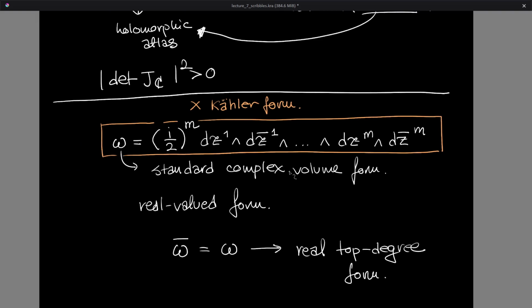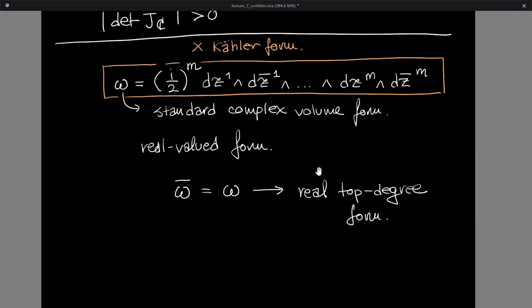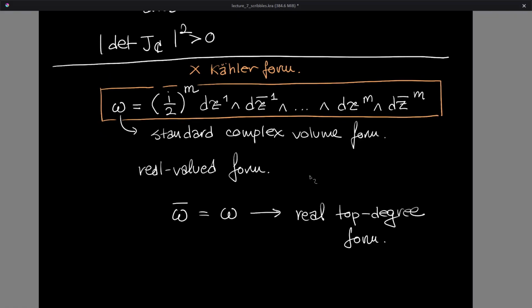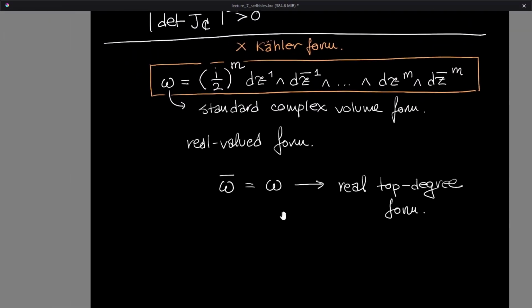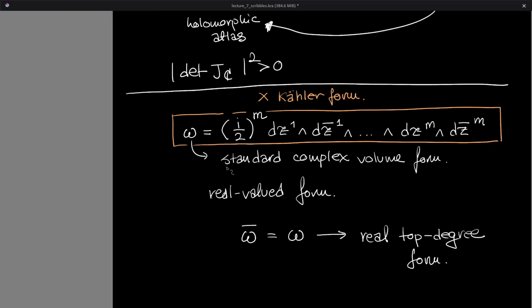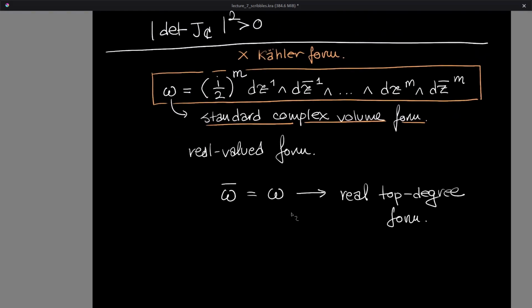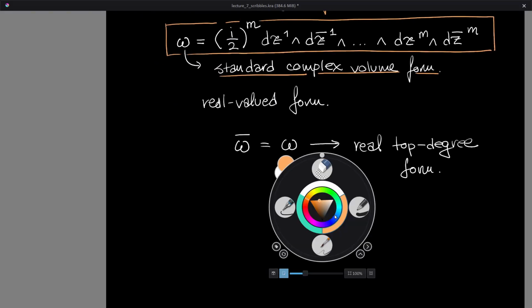The Kähler form is not a top degree form at all. Just make sure we're not alluding to the fact that, oh, secretly this is the Kähler form. The Kähler form is different. We're going to talk about it later on when we introduce the Hermitian manifolds and stuff. So this is just the standard complex volume form. The Kähler form is related to the standard complex volume form, but we'll get more into that when we talk about the Kähler form.